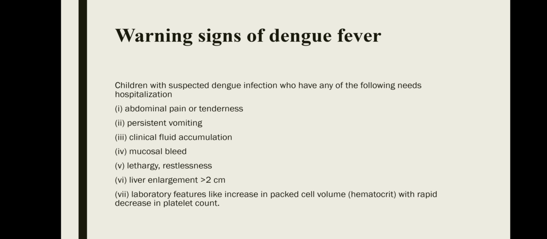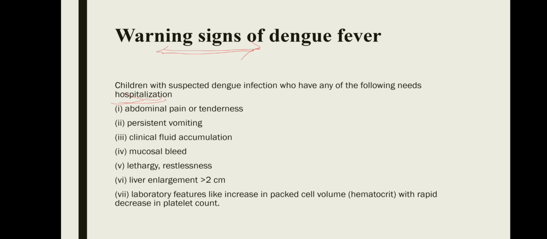Now the warning signs. This is very important in the pediatric population. What are the warning signs for the dengue patient? What do we mean by warning signs? These signs are very important to know, because if the patient presents with any of these signs, then you have to hospitalize the child. That means the child is not well and cannot be managed with home remedies. The child needs supervision, because the child may enter into severe dengue.